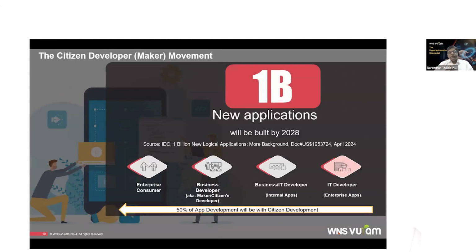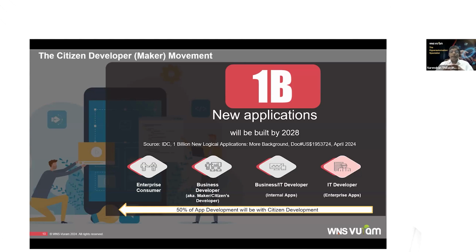I touched upon citizen development. IDC says there are going to be about 1 billion applications built between now and 2028. In other words, we are really talking about the next 3 years. We are talking about 1 billion new applications, which is an incredibly large number. And guess what? Gartner statistics say roughly 50% of all new development will be done by citizen developers.